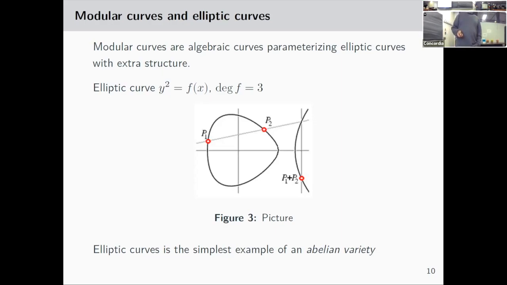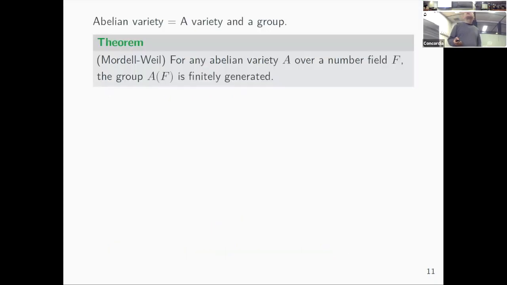And that makes elliptic curves the simplest example of abelian varieties, which are varieties which are also groups. All right, so an abelian variety is a variety and a group. And then there's a general theorem, due to someone we already mentioned, Mordell, the conjecture, and then Weil, a figure that will also show up later. And that is for any abelian variety over a number field.